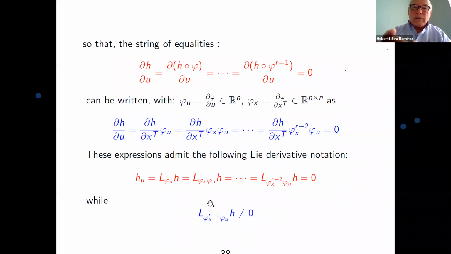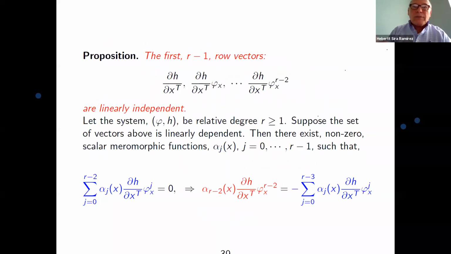And then because of the presence of the input in the last iteration after this one, you will have the presence of the input, therefore making this scalar quantity non-zero. And that is our definition of the relative degree in specific terms involving the input channel and the state, the so-called state matrix.